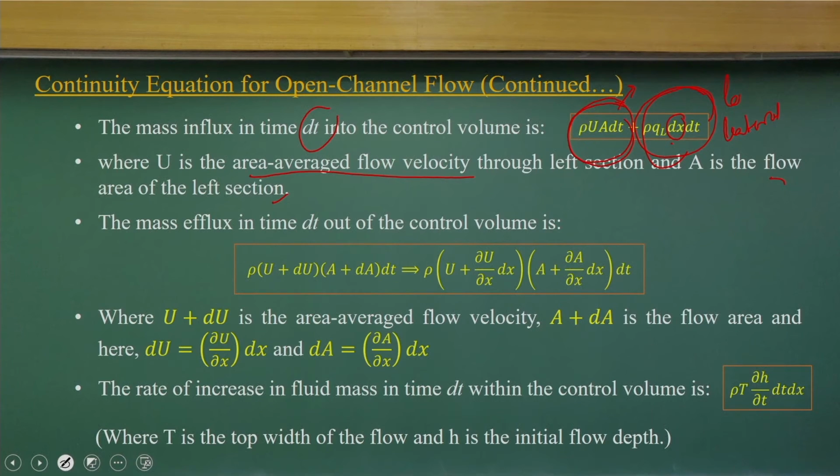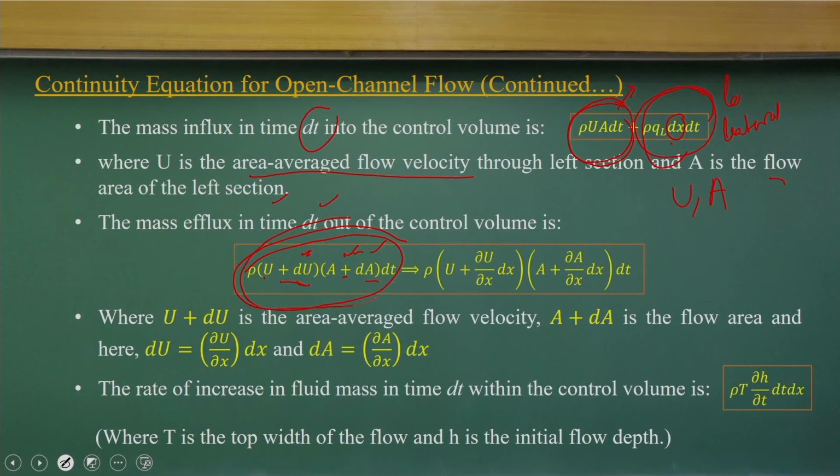And if you look at the mass influx in time delta t, in this case you have u and A, and A is a variable. So, after delta t time you can consider u varies to u plus delta u, A varies to A plus delta A. That is the reason the mass efflux going out from this control volume will be rho into (A plus delta A)(u plus delta u) into delta t.